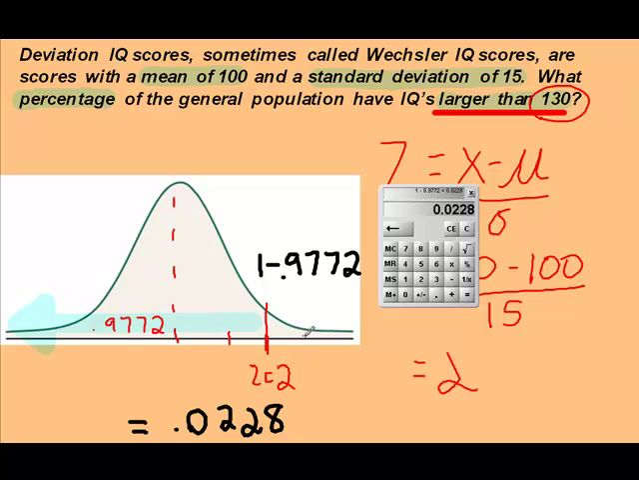Just to put that in perspective, 140 and above is considered a genius. So 2% is considered pretty close to that.